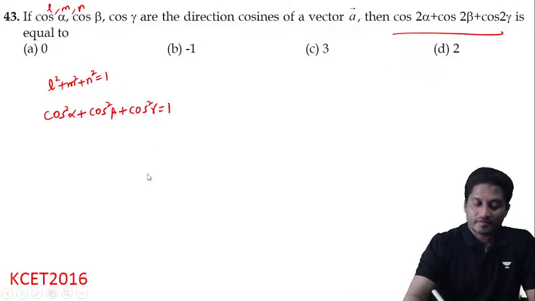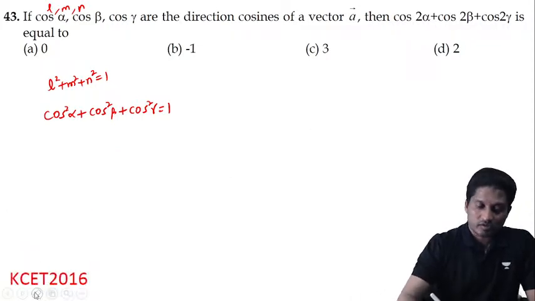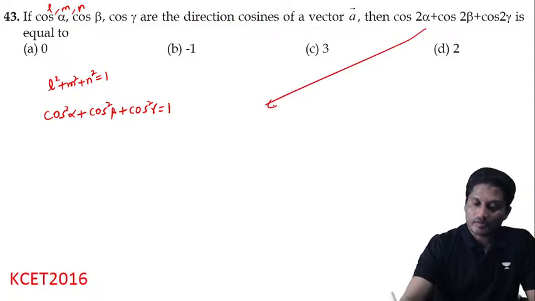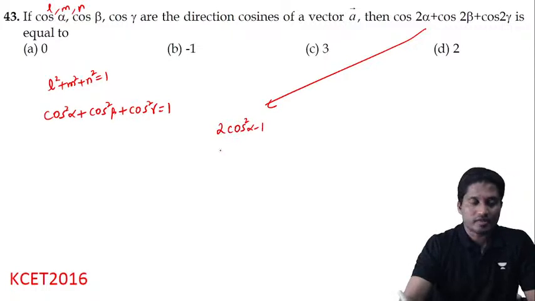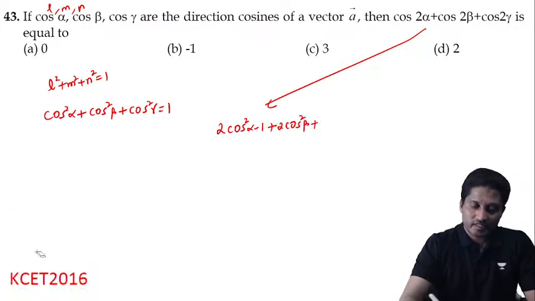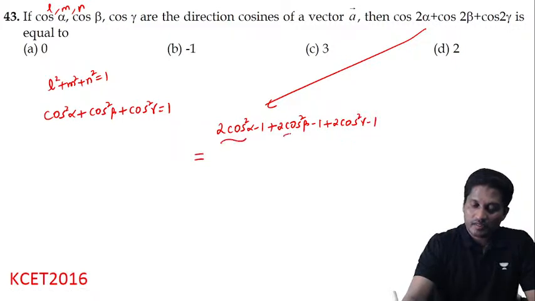I am supposed to find the value of cos 2 alpha plus cos 2 beta plus cos 2 gamma. Cos 2 alpha can be written as 2 cos square alpha minus 1, so use the double angle formula. Cos 2 beta can be written as 2 cos square beta minus 1. Cos 2 gamma can be written as 2 cos square gamma minus 1. Right, I'm going to take 2 common.